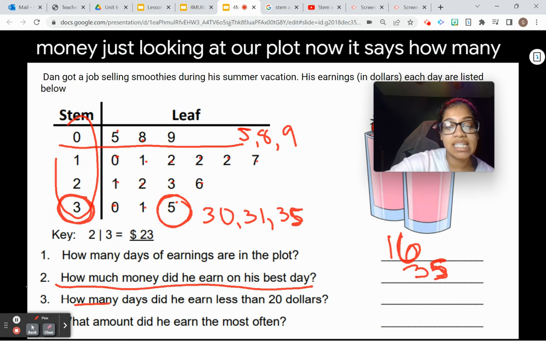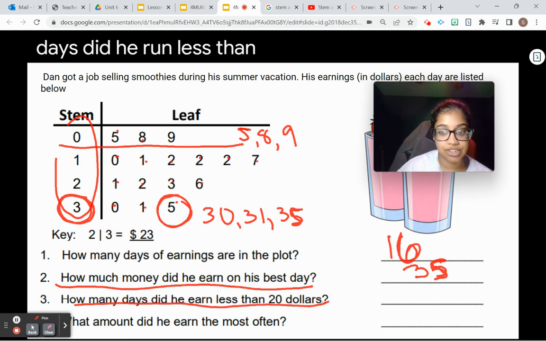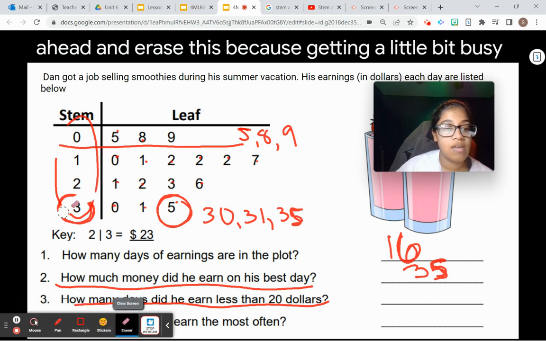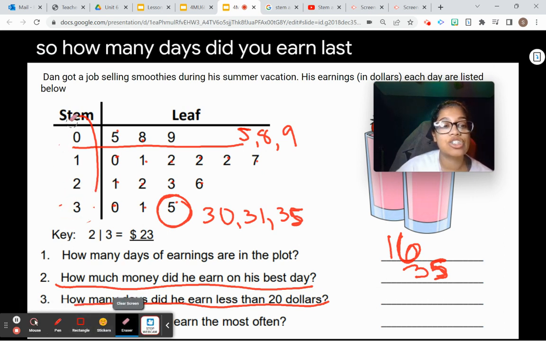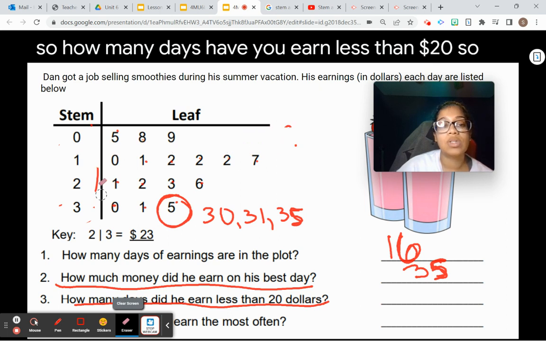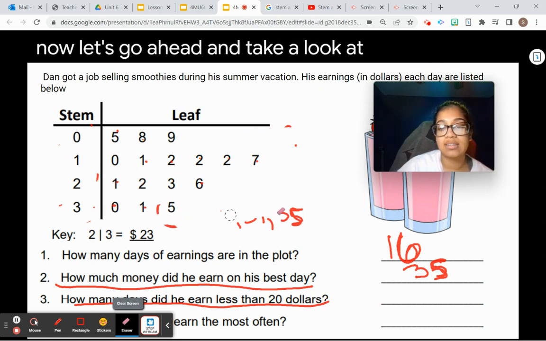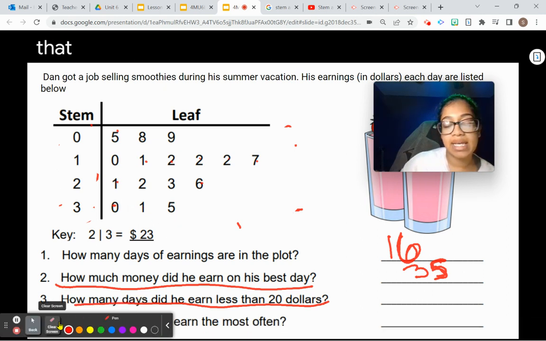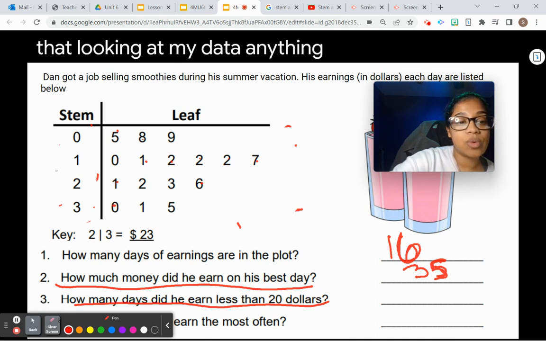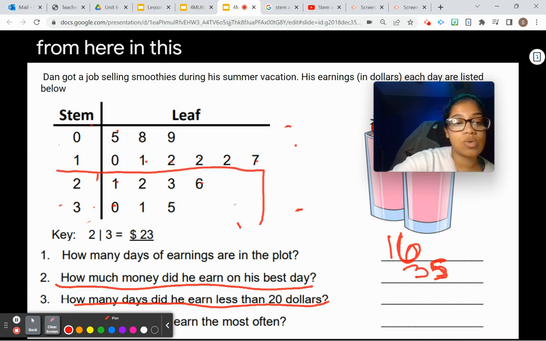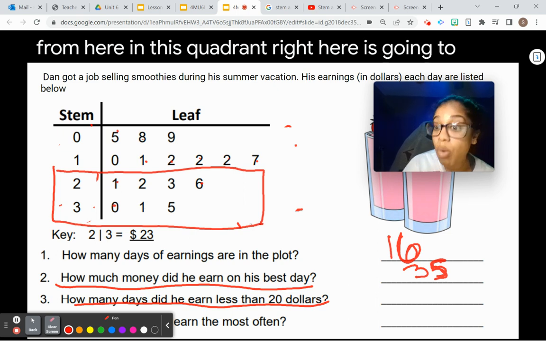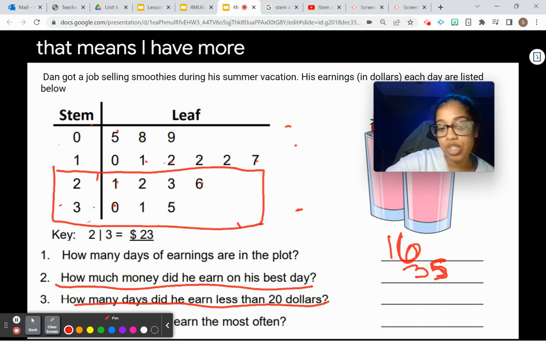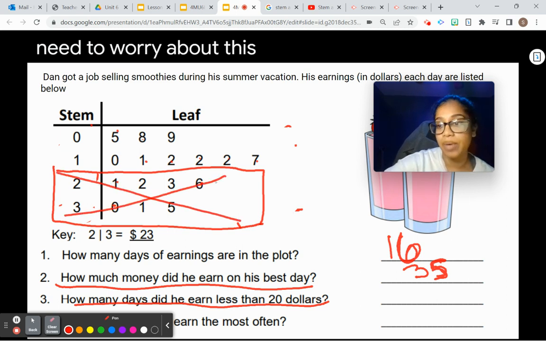Now it says, how many days did he earn less than $20? All right, let me go ahead and erase this because it's getting a little bit busy. So how many days did he earn less than $20? So now let's take a look at this data. Anything from here in this quadrant right here is going to be more than $20, right? Because it starts at 21. And so that means I have more than $20. So I don't even need to worry about this data right here.